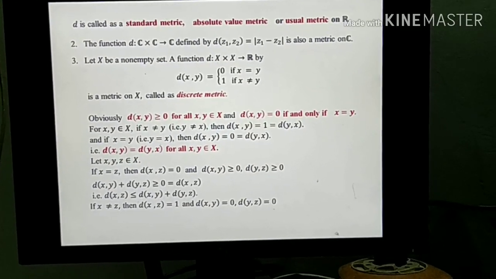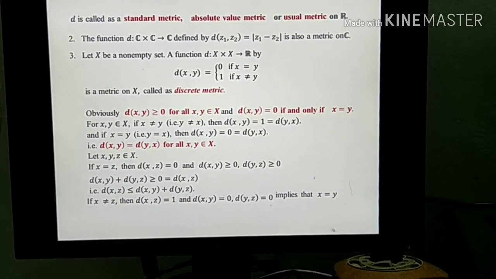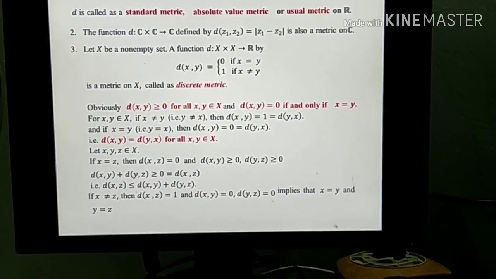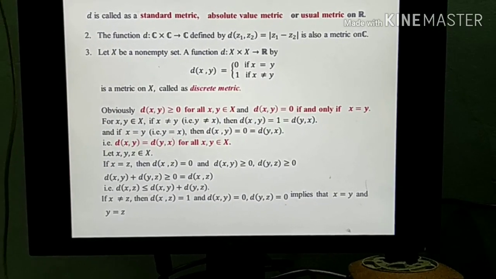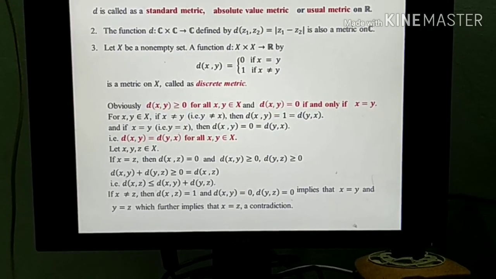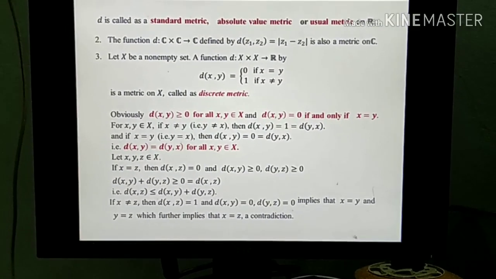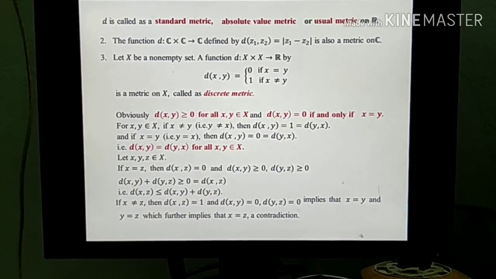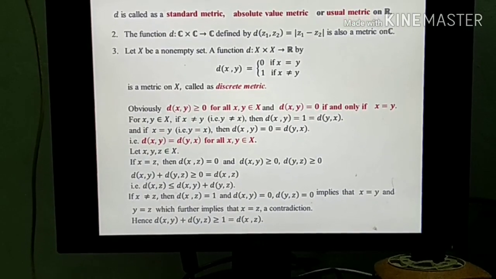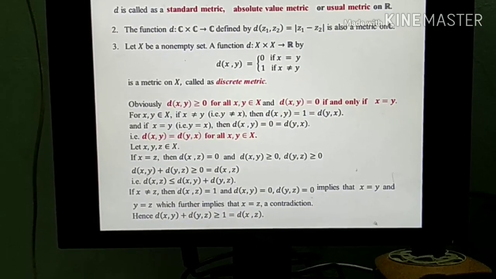x is equal to y and y is also equal to z. Then it implies x is equal to z, which is a contradiction because we assumed in the second case that x is not equal to z, and therefore dxy and dyz both cannot be simultaneously 0 in this second case. Therefore, at least one of them must be 1, and hence their addition is at least 1, or greater than or equal to 1.